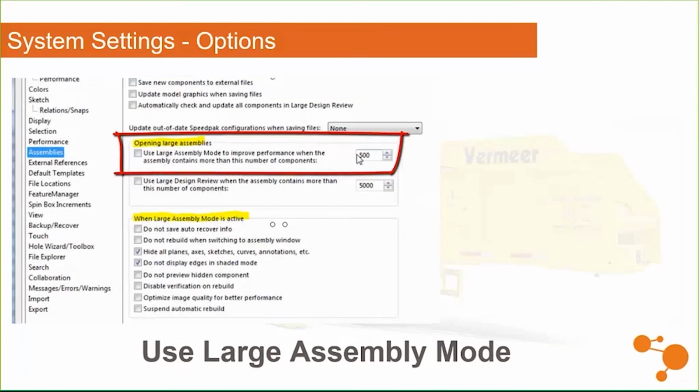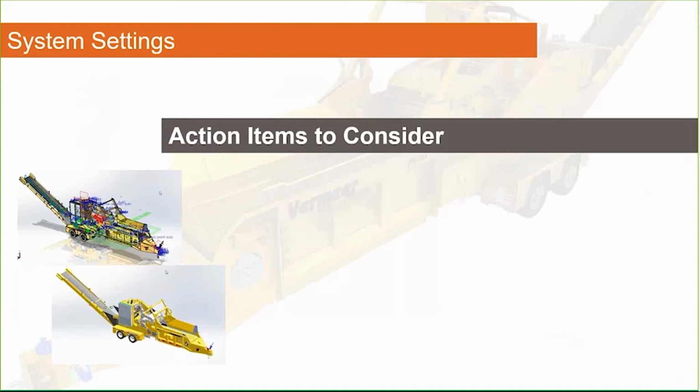The last thing to look at here would maybe be using large assembly mode. Large assembly mode can have some of these settings I just discussed automatically enabled or disabled based on the size of the assembly. You can set this to a threshold. This screenshot shows 500 components. So if you open an assembly with this turned on with more than 500 components, it drops you into this environment called large assembly mode. There are a number of things that you can have it do or not do when it does that. So read up on that a little bit and explore that.